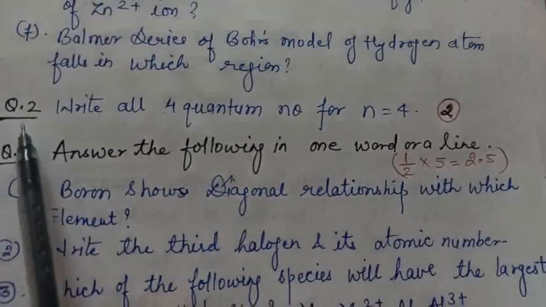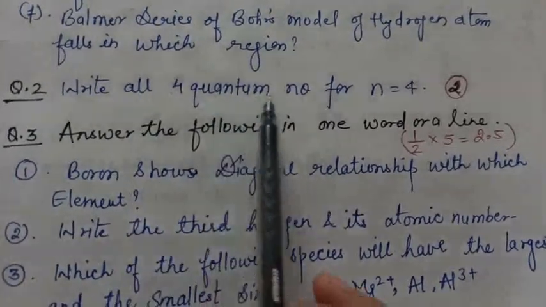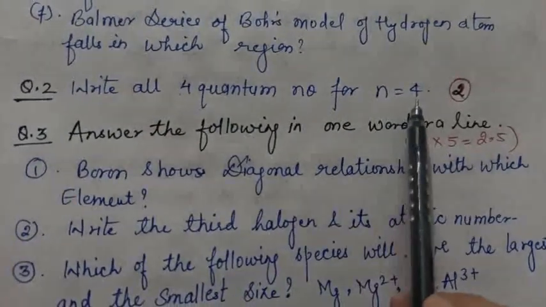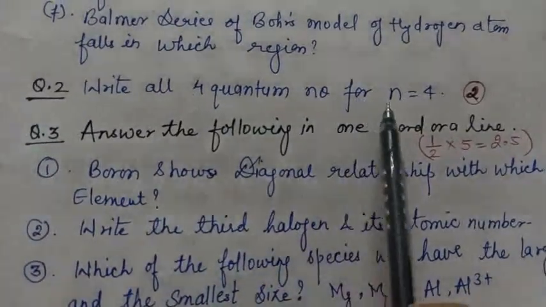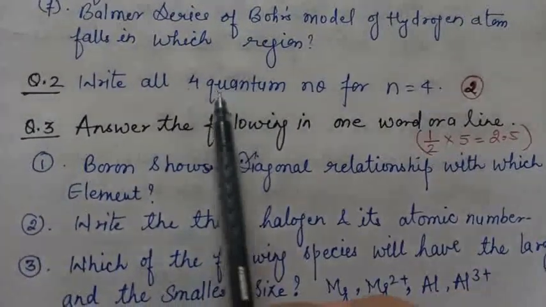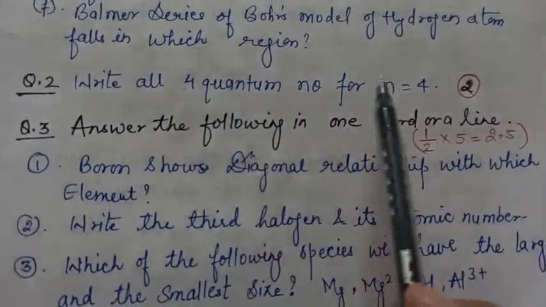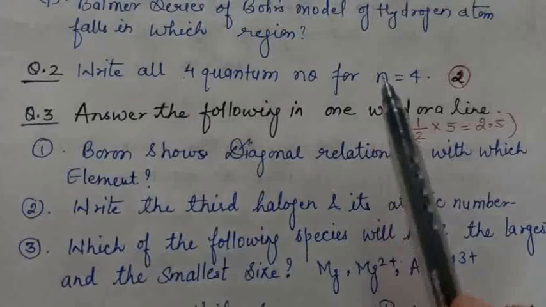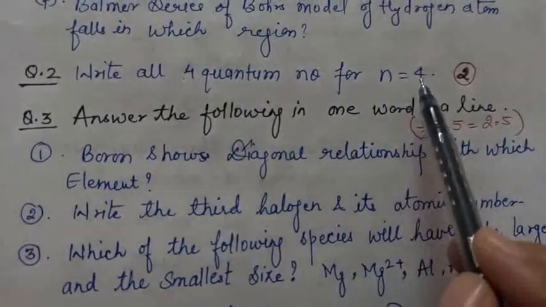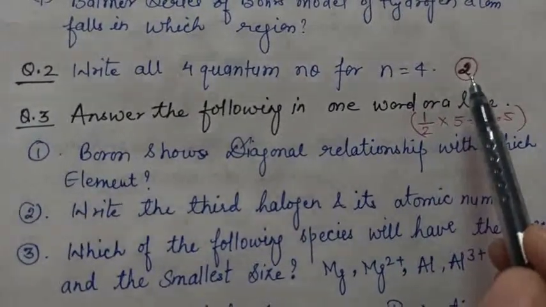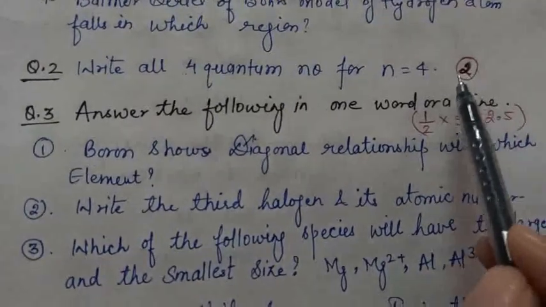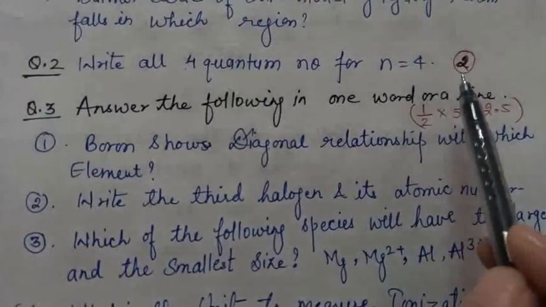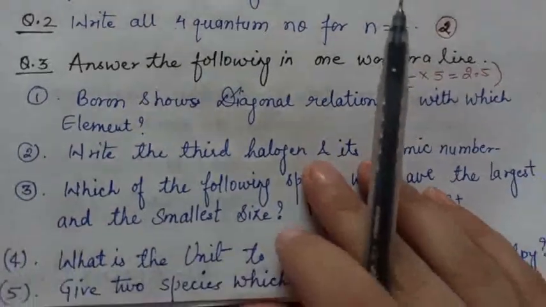Question number 2 is, write all 4 quantum numbers for n is equals to 4. So you will have to write all the possible quantum numbers. There are 4 quantum numbers, you know. So the value is given, n is equals to 4. So what all quantum numbers are possible, you have to write for n is equals to 4. And this question carries 2 marks. Here also no theory needed, only write the values of quantum numbers.